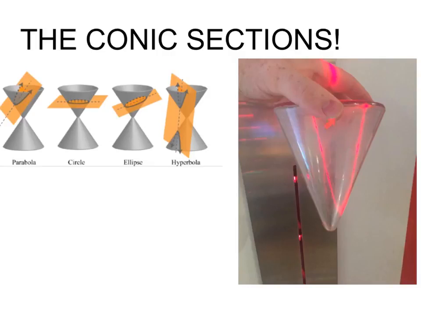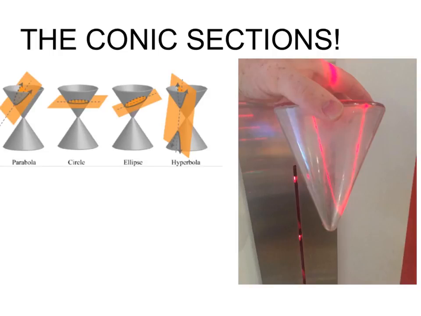This is a picture that I took at the Math Museum in New York City. There's a room with lasers around the whole door jamb, and you can put cones in. So I put this cone in, and you can see that a parabola is traced. So these are the things made.